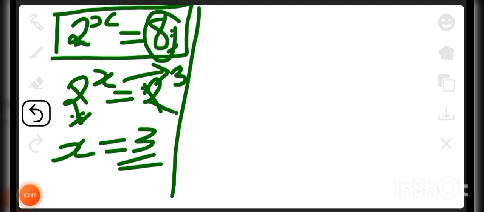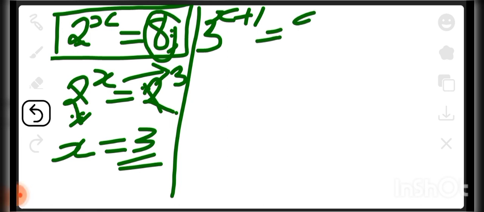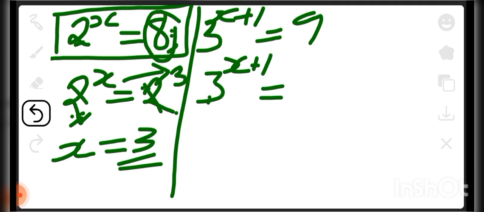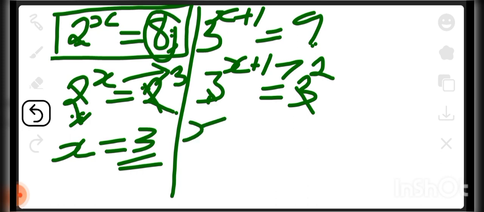We are having 3 raised to power x plus 1 is equal to 9. The same thing. Equate the two bases. So we have 3 raised to power x plus 1 is equal to, what will 3 be raised to give us 9? 3 raised to power 2, same thing as 9. So you just ignore these two bases, then you equate the power. So x plus 1 will be equal to 2.